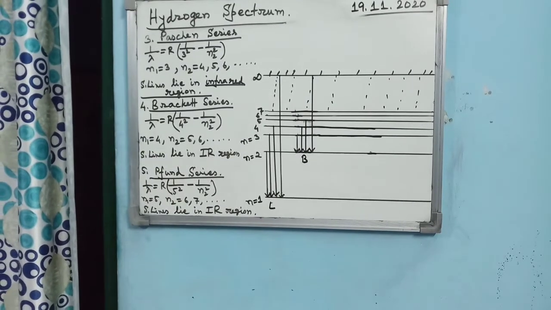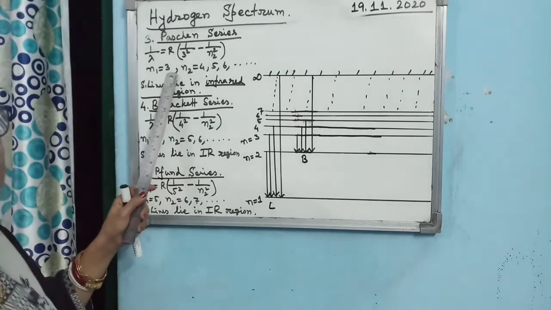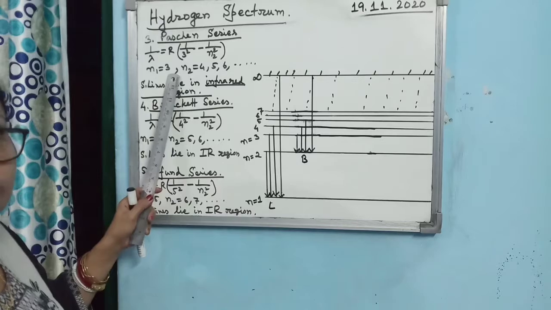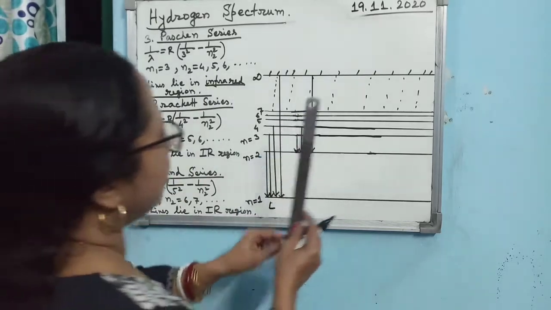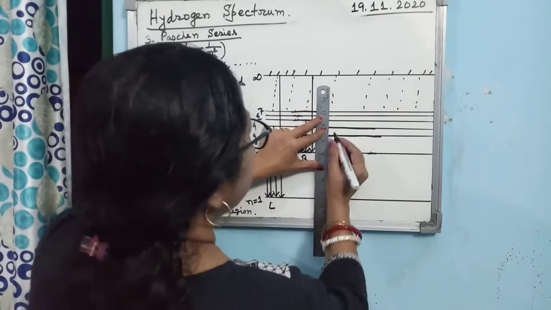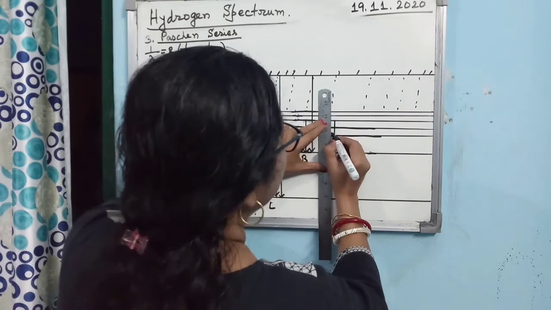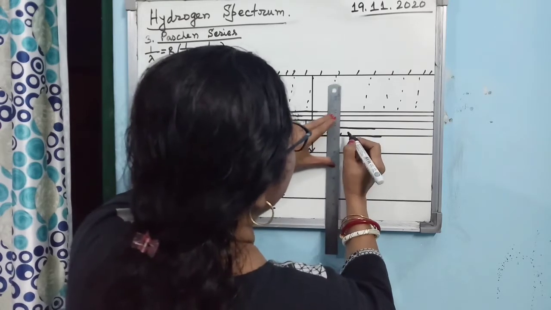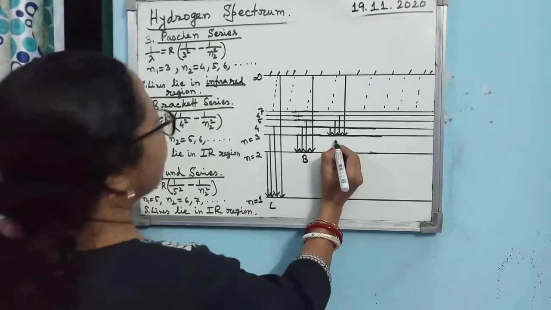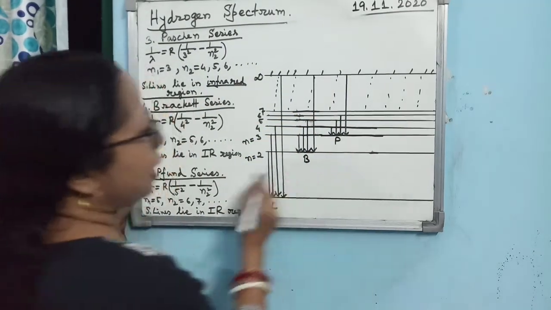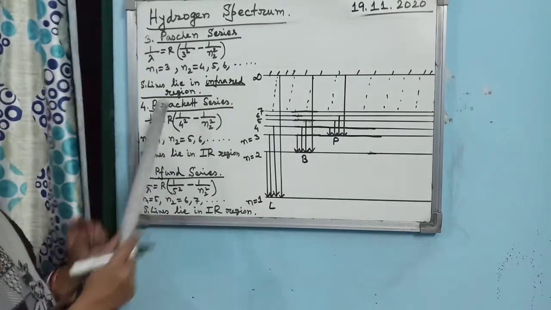Next is known as the Paschen series. For this Paschen series, the destination is the third orbit. N1 is equal to 3 and N2 is 4, 5, 6, and so on. You can draw the spectral lines for this: from 4th to 3, then from 5 to 3, 6 to 3 and then infinity to 3. These are the spectral lines for Paschen series, and they lie in the infrared region.